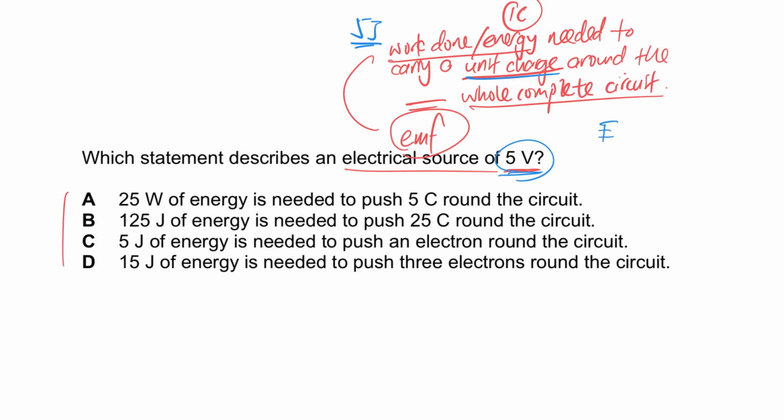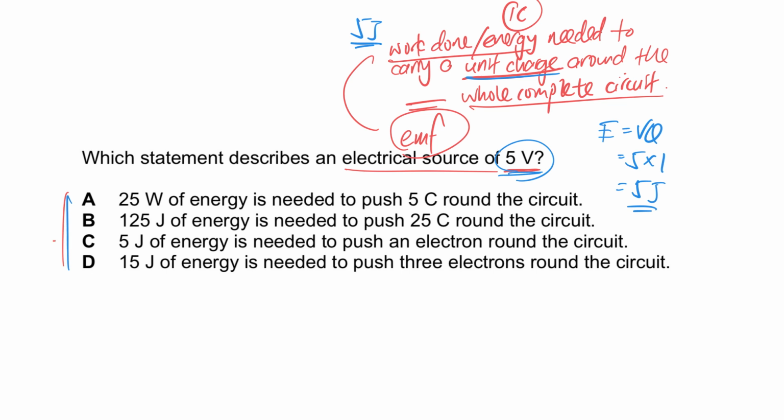I can also use the formula. You should be very familiar with E equals VQ. So if your EMF right now is 5, and to bring a unit charge, that's one coulomb, you will need 5 joules of energy. This is what you have been familiar with, and the options usually are quite straightforward. But for this case, I mentioned that it's a bit different. Let's look at all of them now.